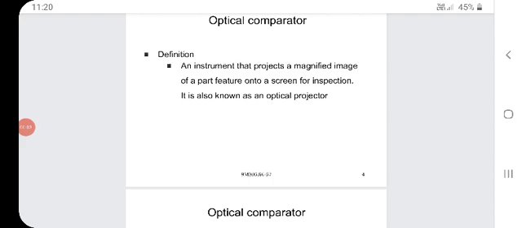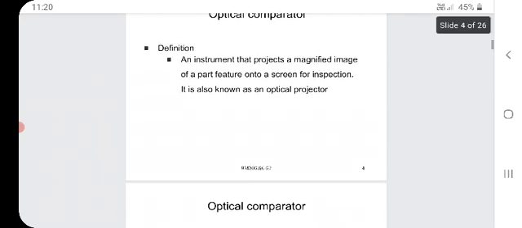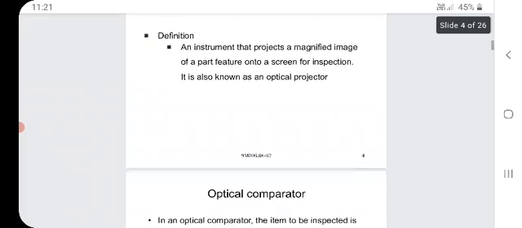After the completion of the electrical comparator, we are going to see regarding the optical comparator. So, what is meant by optical comparator? We will see. An instrument that projects a magnified image of a part feature onto a screen for inspection. It is also known as an optical projector.